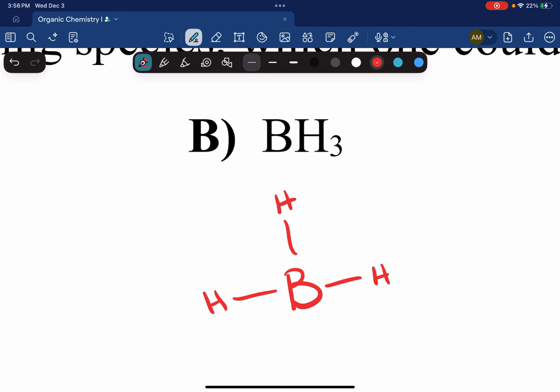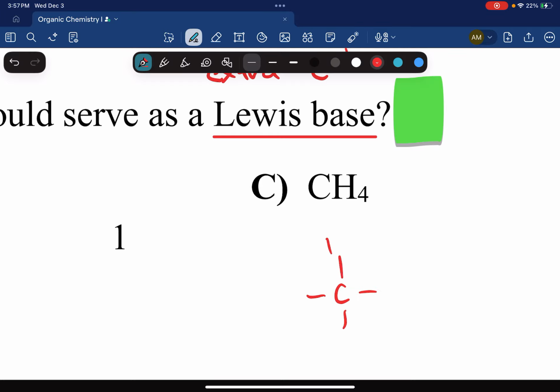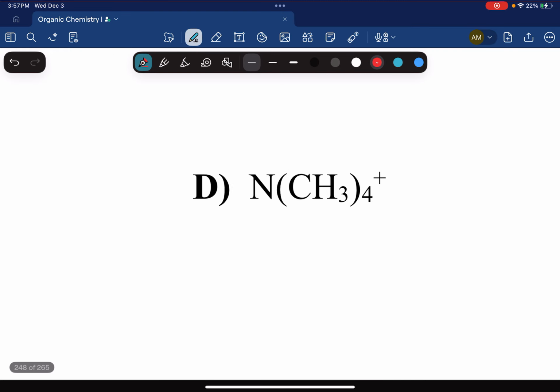Boron already prefers 3 bonds, right? And I don't think it would have a lone pair. I know with the whole octet rule thing, but boron's weird. Boron is one of the few atoms that's okay not completing the octet rule. It's okay with having just 6 electrons. CH4. Where are the electrons that we could share? Nowhere to be found.